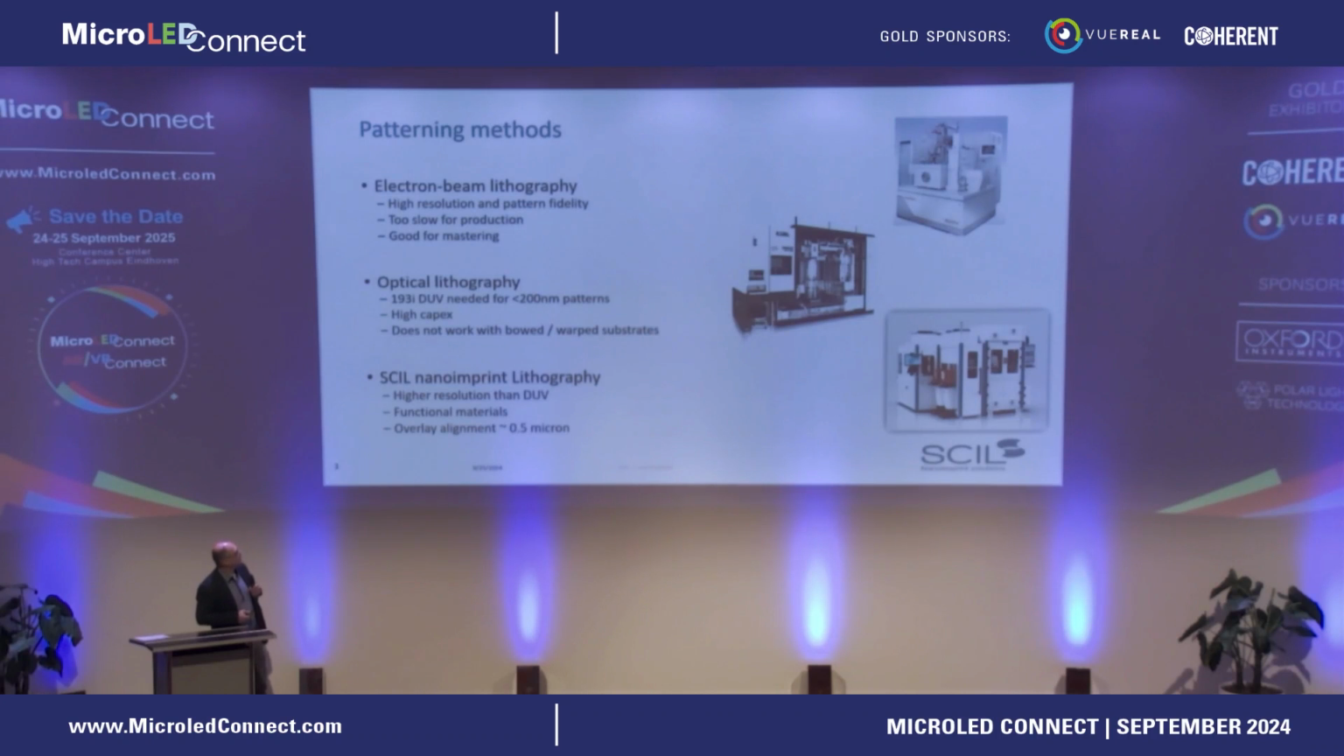Now at SCIL, we developed a nano-imprint method, and I'll explain how it works. We actually get a much higher resolution than deep UV. We get the E-beam resolution. We can also do functional materials, so we directly pattern an optically functional material that works as a lens. The only thing is, compared to deep UV and E-beam, we don't have an overlay alignment in the nanometer range. It's in about half a micron range, which is still best in class for wafer-scale replication of any NIL method in the world.